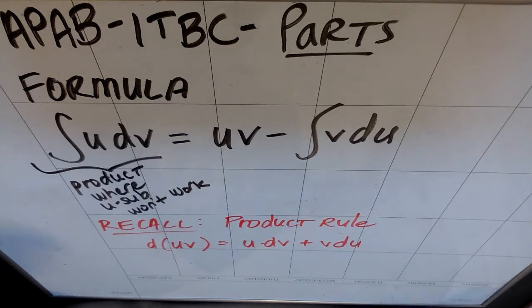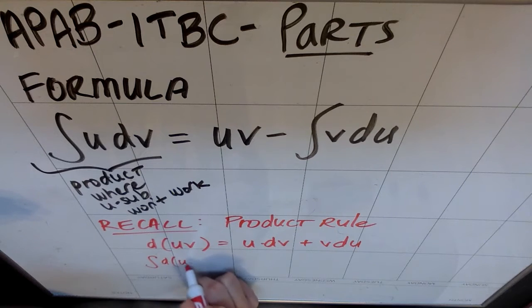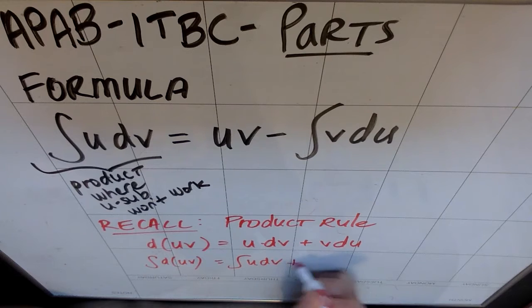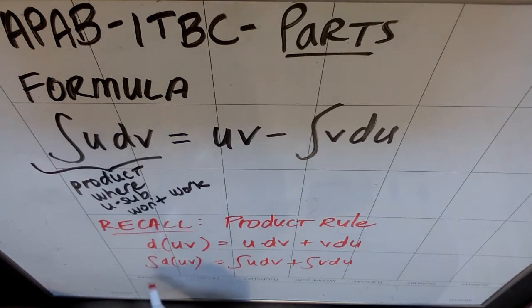Cool. So let's say I wanted to go the other direction and I wanted to integrate. If I wanted to integrate the derivative of uv, I'd have to integrate the other side, which would be the integral of u dv plus the integral of v du. But the integral of a derivative, the derivative of the whole thing, would just cancel, and I would get uv equals the integral of u dv plus the integral of v du, both integrals.